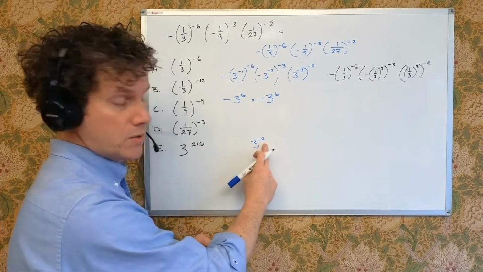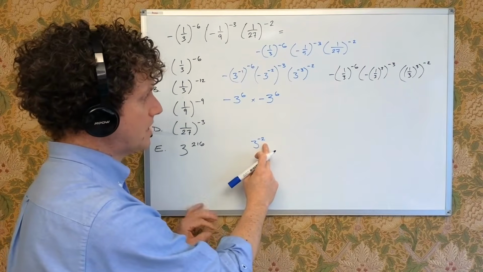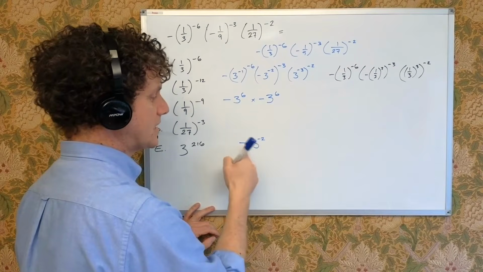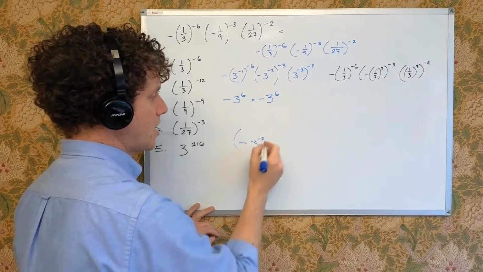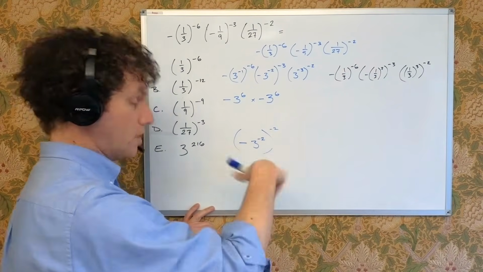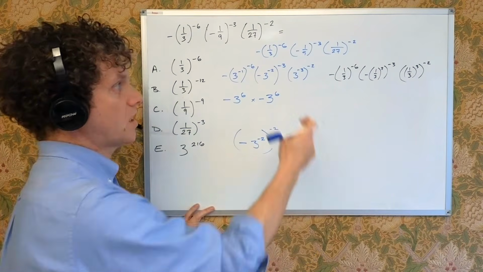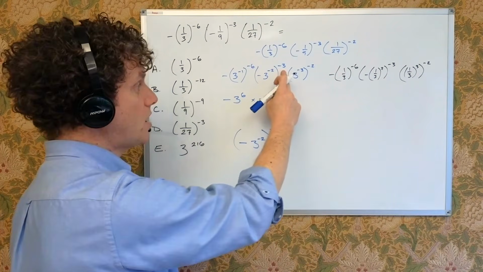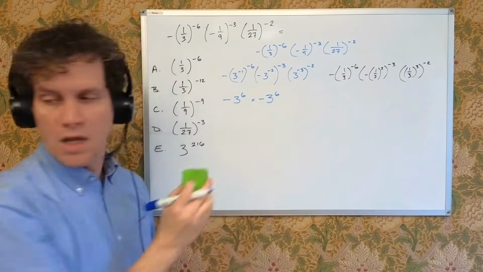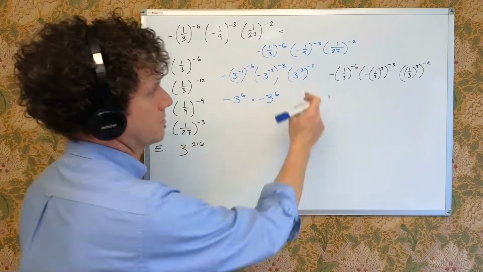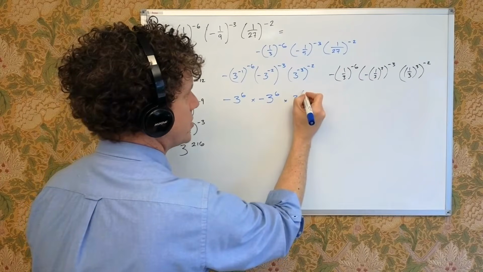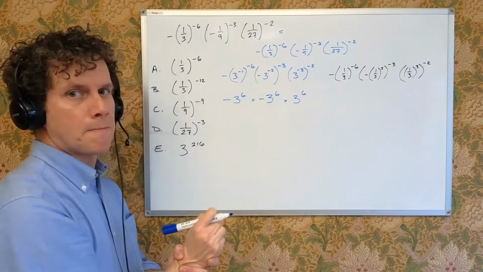This is a 3 raised to an even power. It's positive, but the negative sign comes out here. It is negative. If we had raised it again to an even power, it would become positive. That's not what we're doing. We're raising it to an odd power. It stays negative. And our last term, multiply up. How about that? We've got 3 to the 6th once again.